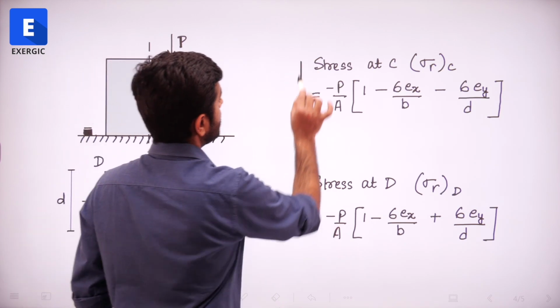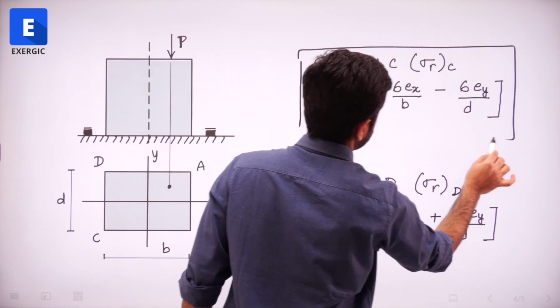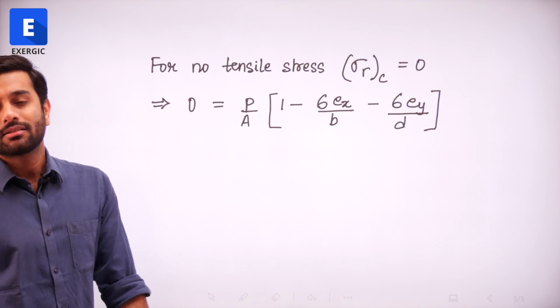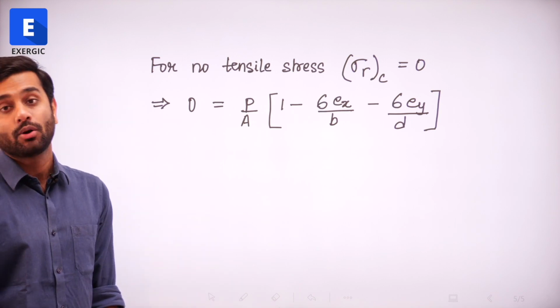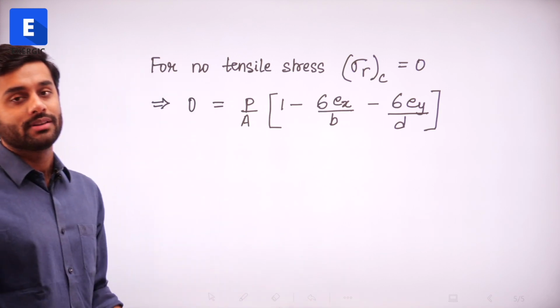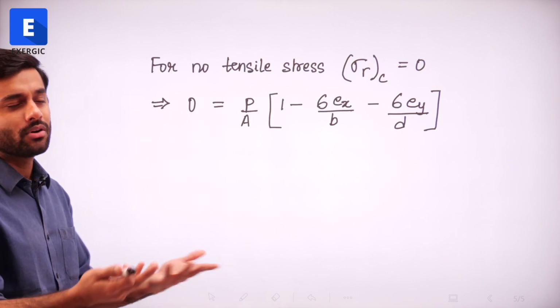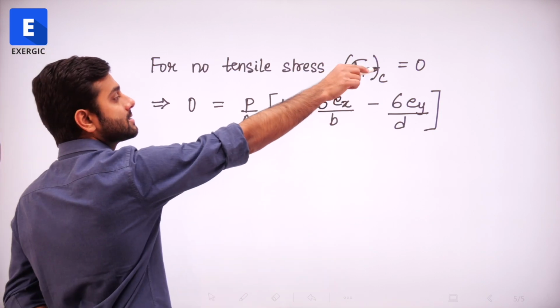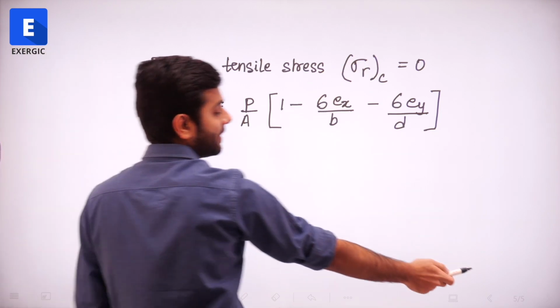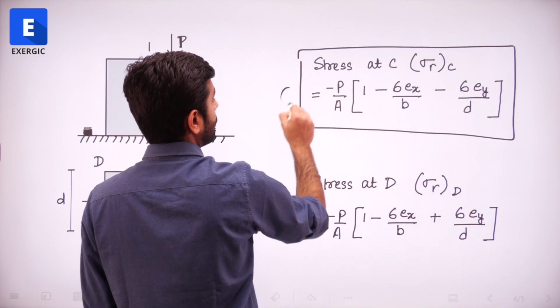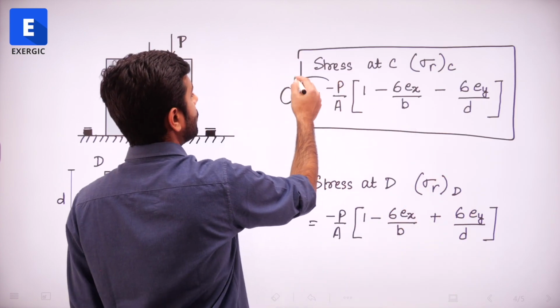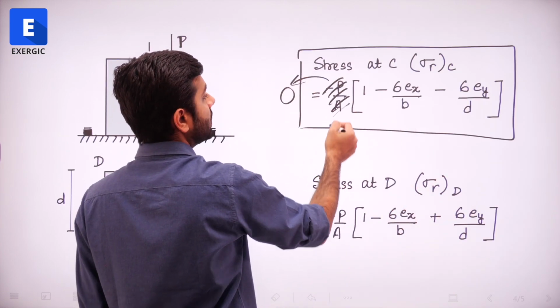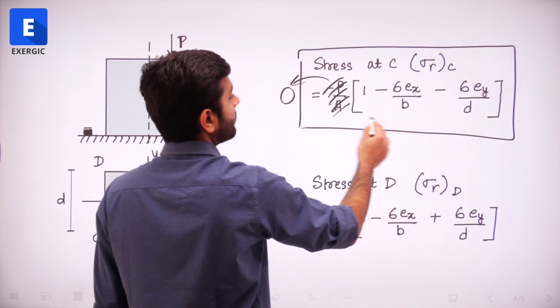This is the expression where we are interested. So the question can tell you that for no stress at point C, or when point C is unstressed, or when there is no tensile stress on C, all of them mean the same, that sigma at C is 0. So if you put this value as 0, then this minus P by A will go on the other side, that will also become 0. And this is the term that we are going to have, right?